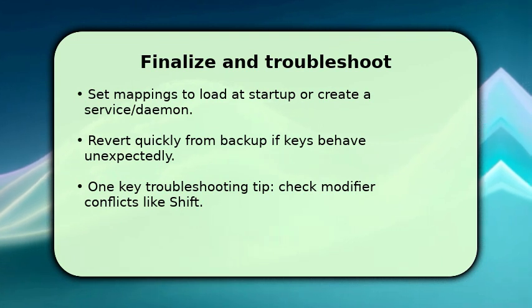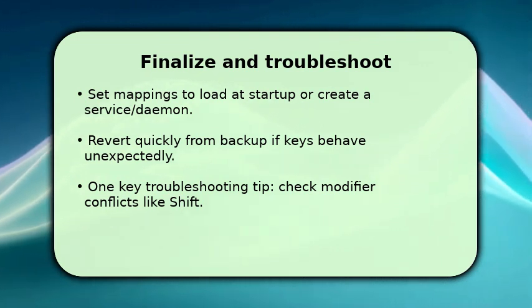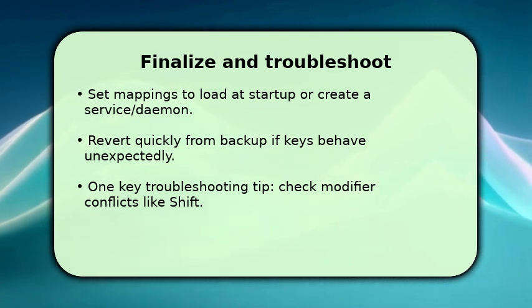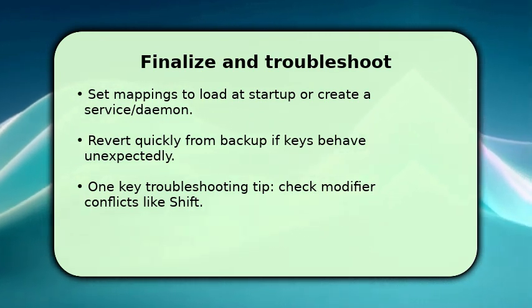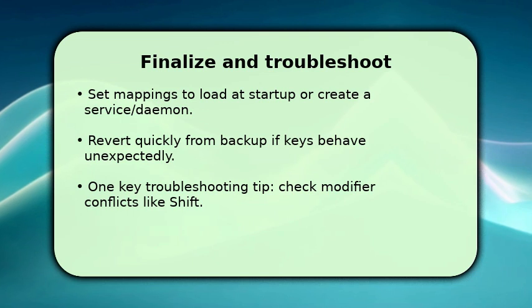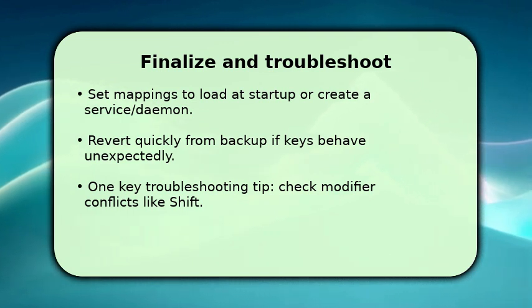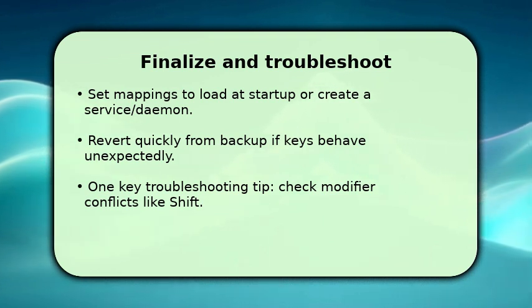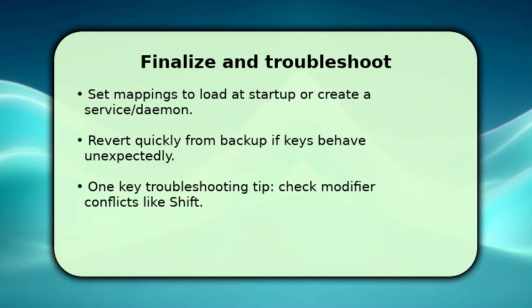Once active, test combinations with Shift, Alt, and Control because modifiers change output. This explains many failures. If something breaks, revert using the backup you made or disable the mapper temporarily. Finally, adjust timing or repeat rate settings if repeated keys register incorrectly, and document your final map.